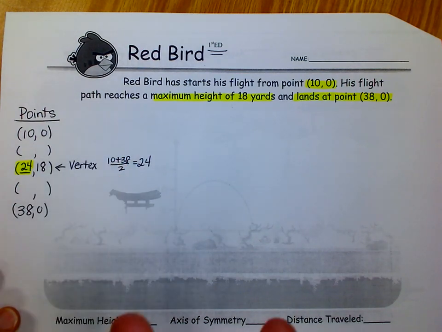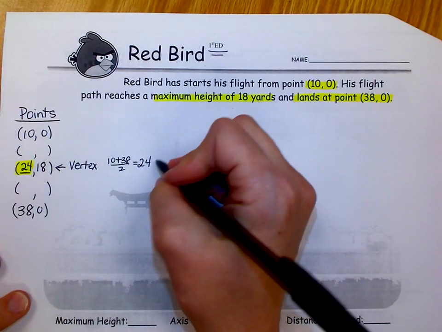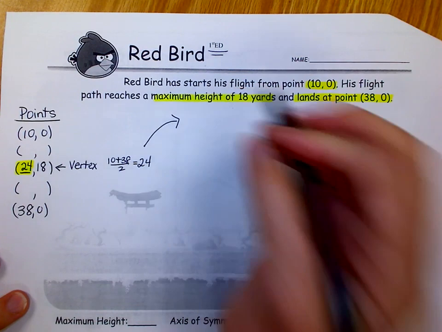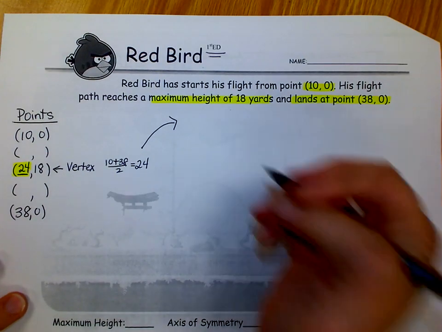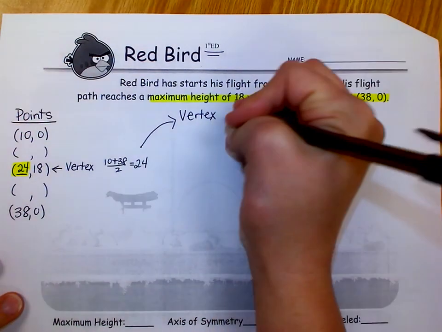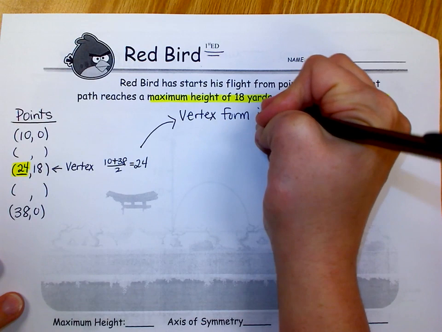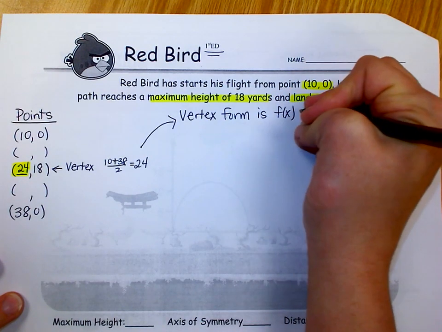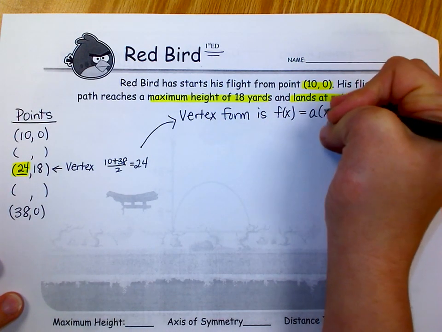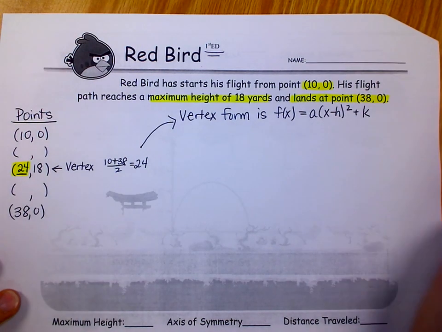In order to get those 2 points, we're going to need an equation. So what we're going to do now is we're going to move over here, and our next step is going to be to find an equation. Now the type of equation we're going to look for in this situation is going to be in vertex form. Now the vertex form is f of x equals a times x minus h squared plus k. So this is the type of equation we're going to be looking for.